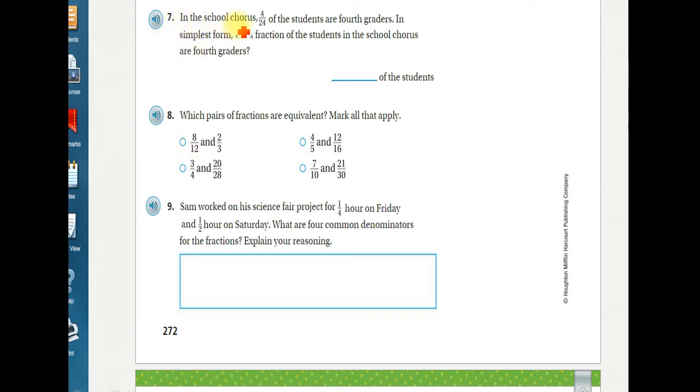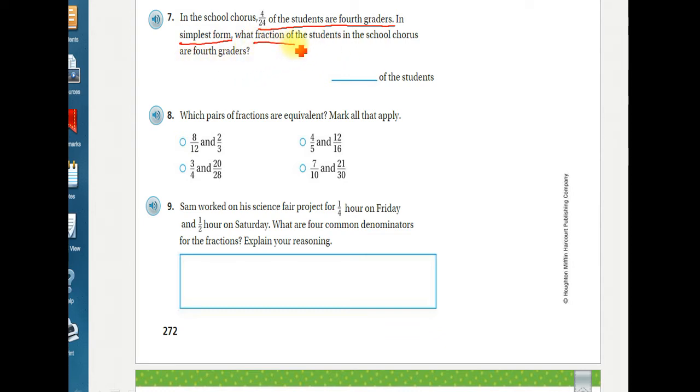Number 7. In the school chorus, 4/24 of students are 4th graders. Yeah, that's just like you guys. So what we're looking at is, in the chorus there's 24 students, and 4 of those 24 are 4th graders. So there's 20 other students that are different grades. In simplest form, I say simplify, you say divide. What fraction of the students in the school chorus are 4th graders?